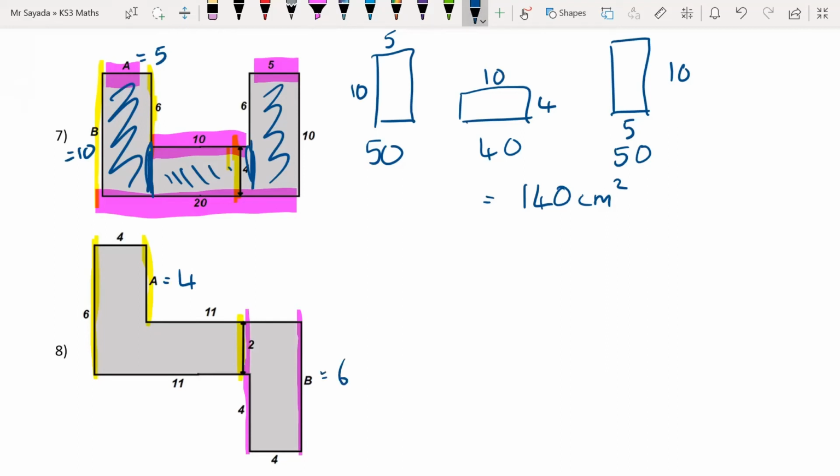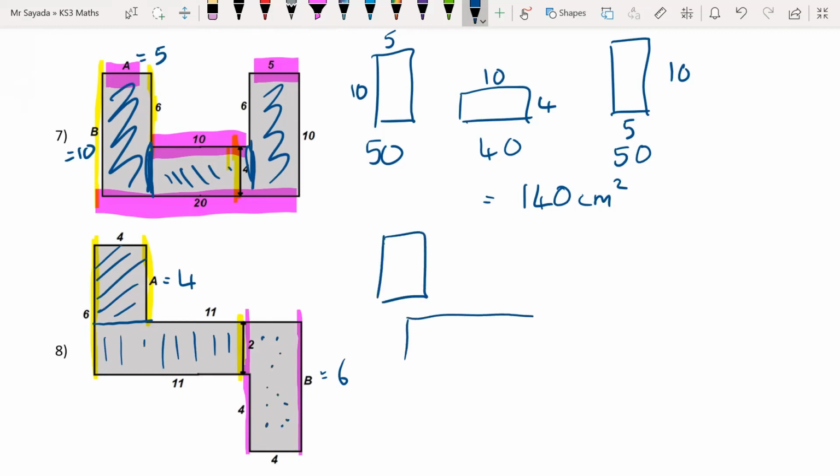We'll then split it into 3 separate rectangles. So I'm going to do it this way. We've got this rectangle here, then this one over here, and then this last one over here. So I've just broken it up into little pieces. This one is 4 by 4. It's actually a square. You can't tell from the diagram, but it is. This one is 11 by 2. And this one is 4 by 6.